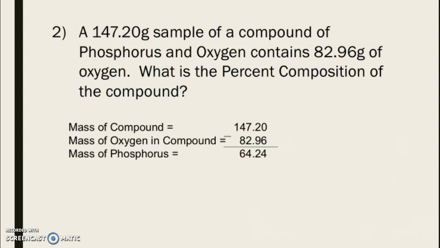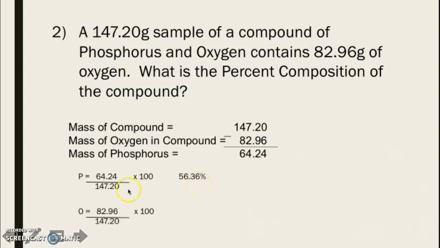Okay, so now we have the real actual masses of each of these things: phosphorus, oxygen, and the compound. So now we can do our percents. We have the mass of phosphorus divided by the mass of the compound times 100. Answer with 4 sig figs, just like the mass here had. This one had 5, this one had 4. We always go with the least, so our answer has 4 sig figs.